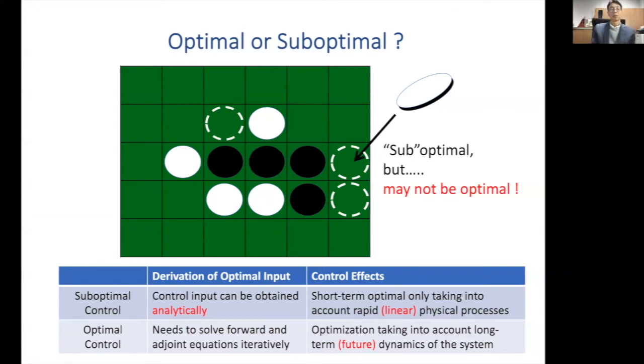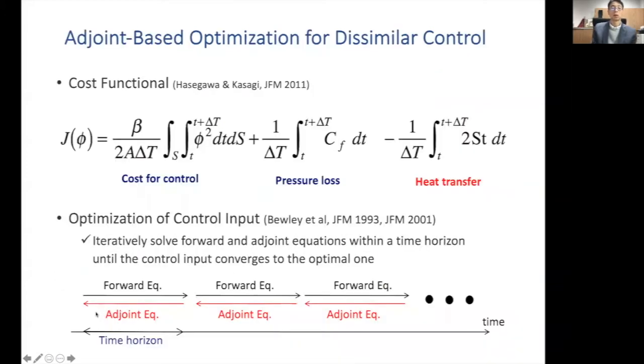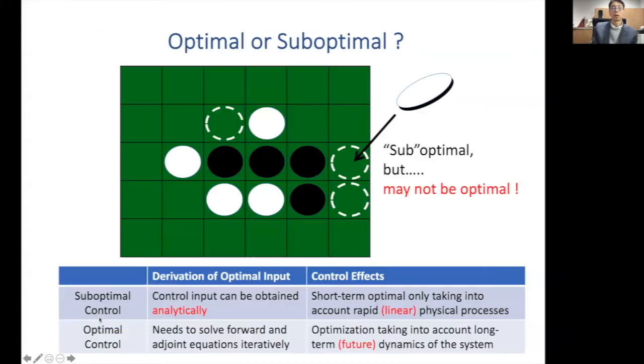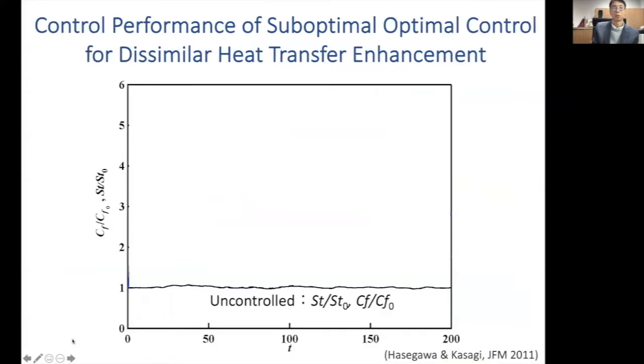On the other hand, for optimal control, we have to solve an adjoint equation because we consider some finite time horizon, and during that time, nonlinearity plays an important role. So obviously suboptimal control is easy to apply, but optimal control will be more accurate, or we expect more control performance from optimal control. So we first apply suboptimal control to that problem.